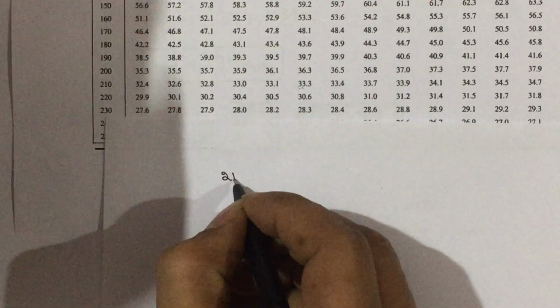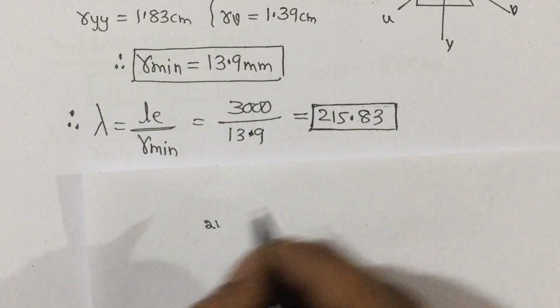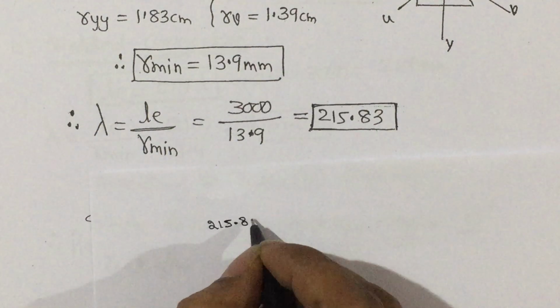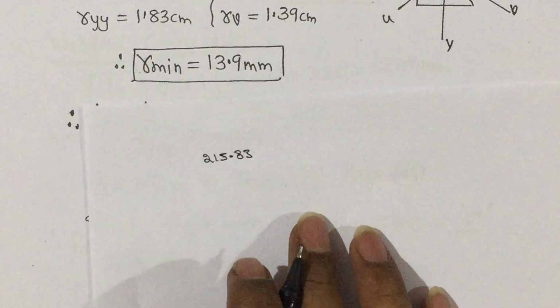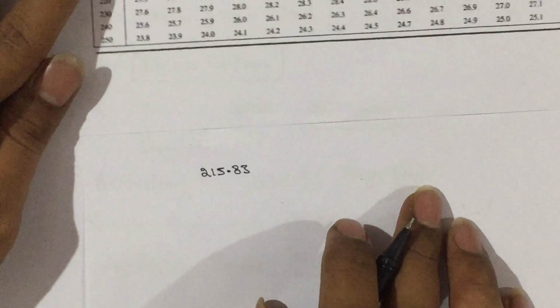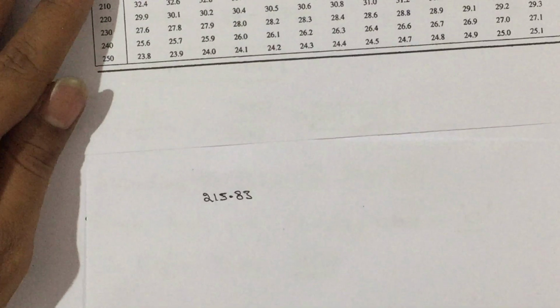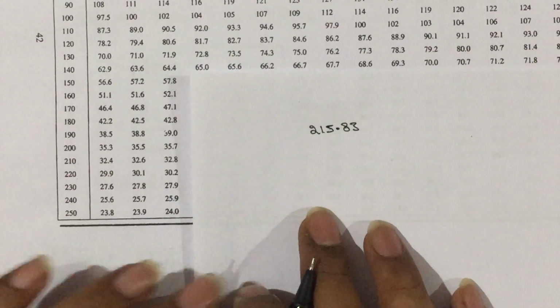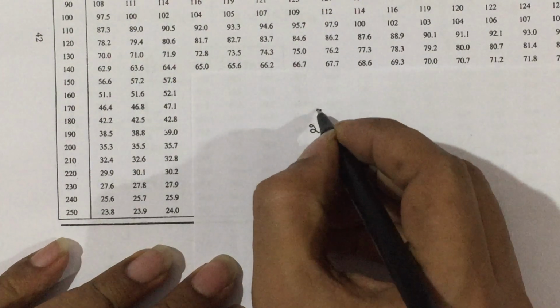We need it for lambda is equal to 215.83, and from the steel table 215.83 is not available. So, we have 210 and 220.